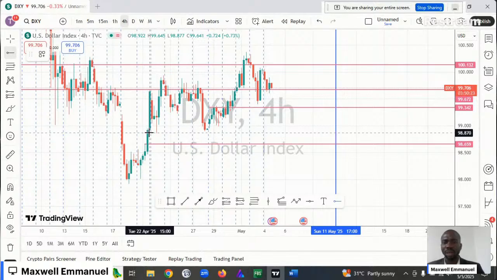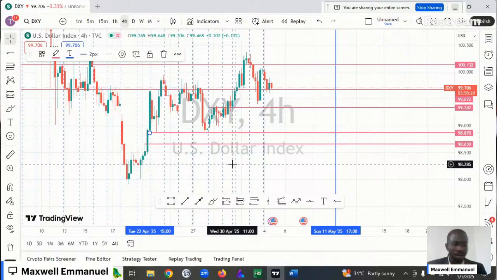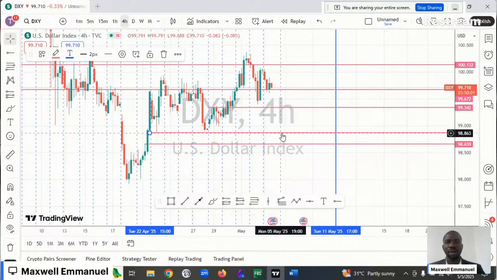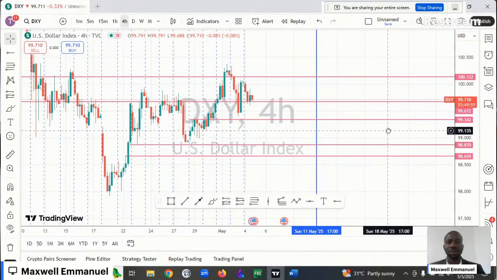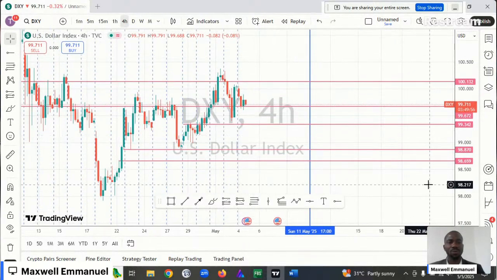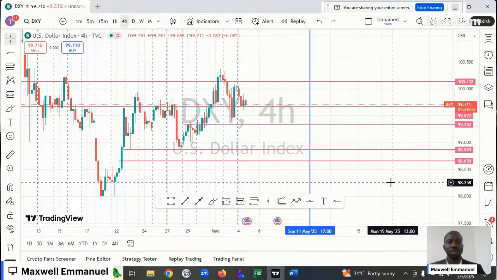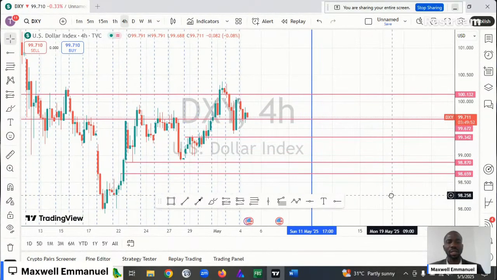So for today's market, I'm considering selling the dollar. But for the week, my bias remains bullish for the dollar. Like I said, in the New York session, after the news is released, I would look for buy opportunities on Euro USD, GBP USD, NZD USD, Australian dollar USD.